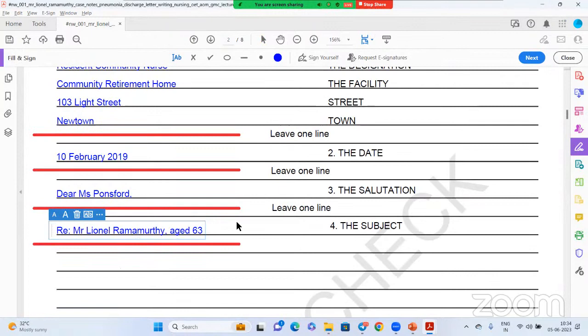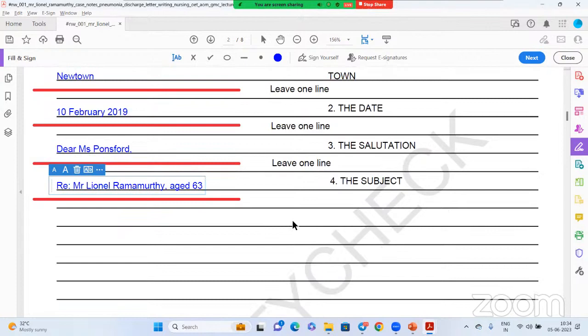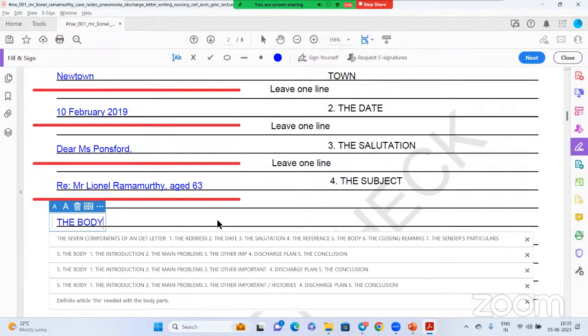Mr. Lionel Ramamurthy, aged 63. Fine. This is how we'll write. Then next we'll start the body of the letter. Okay. We're going to write the body of the letter.